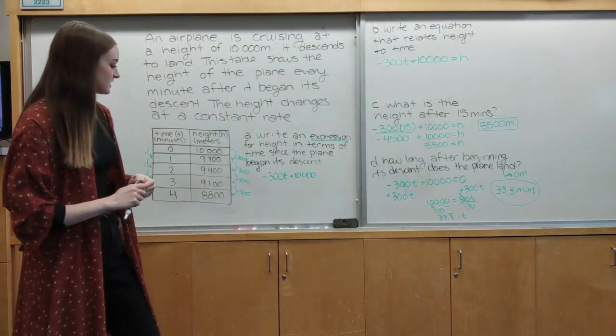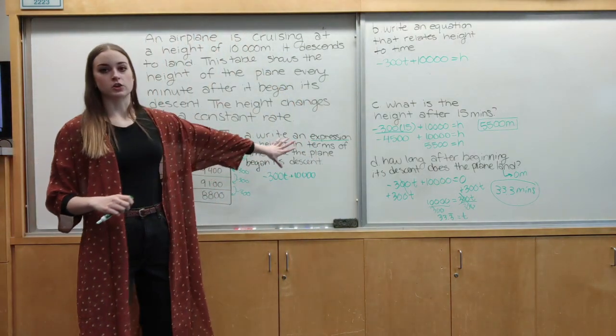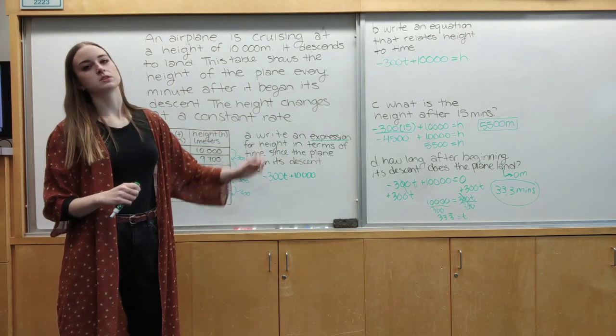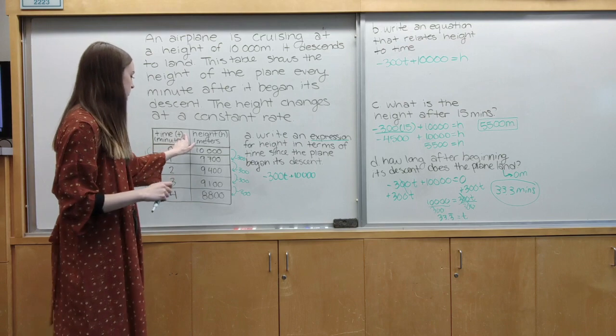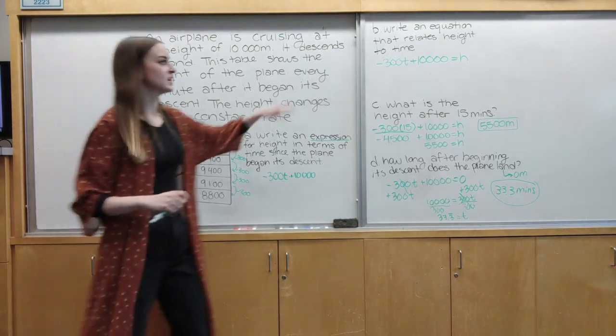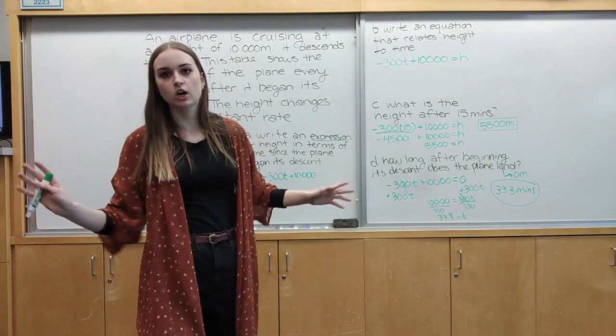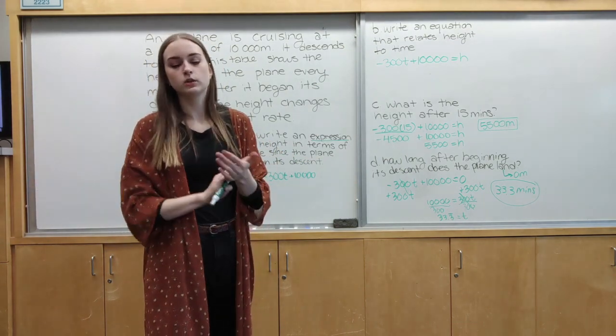Just a heads up, something I didn't talk about yet. When you build your equation from your table of values, use the variables given to you. So they tell us to use t, they tell us to use h. That's why I use t and h. Don't stray from that. Don't pick your own. Use whatever you are given.